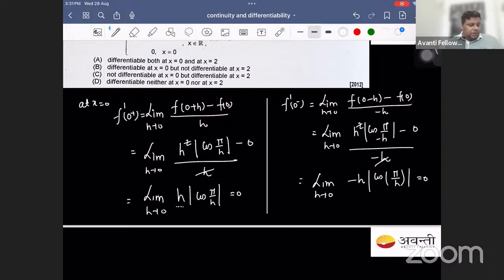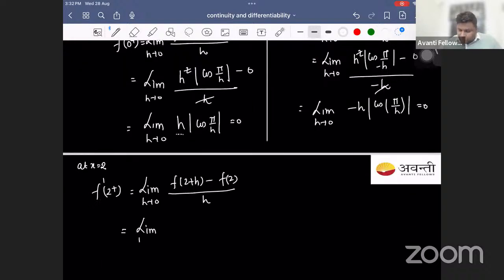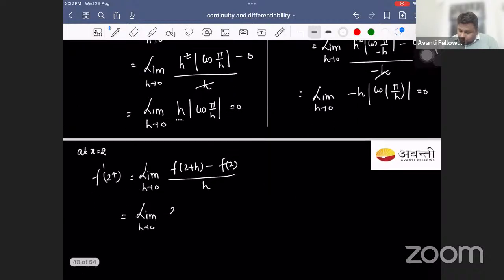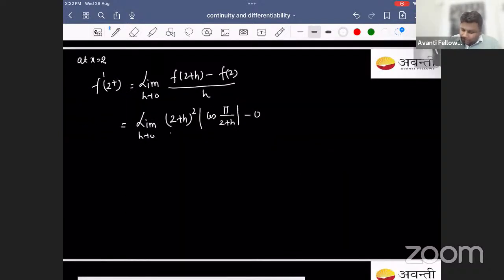Now, let us talk about the differentiability at x equals 2. Got it? At x equals 2. I hope this is clear to everybody. Now, f dash 2 plus, see very carefully. It is limit h approaches 0, f of 2 plus h minus f of 2 upon h. That is limit h approaches 0, f of 2 plus h will be (2 plus h) whole square mod of cos pi upon (2 plus h), minus f of 2. If you see, f of 2 will be cos pi by 2. Cos pi by 2 is 0. So this is 0 upon h.